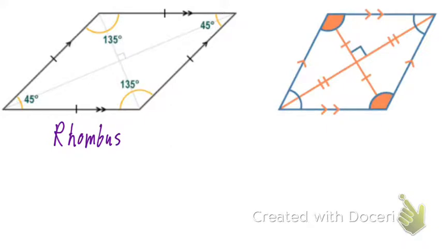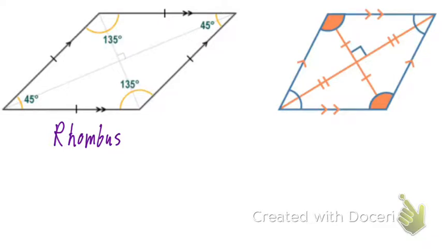On this third one, raise your hand if you want to give your statement and your supporting evidence. Kaya. I think it's a rhombus. Why do you think it's a rhombus, Kaya? Both pairs of opposite angles are congruent, and both pairs of opposite sides are parallel, and they bisect each other.